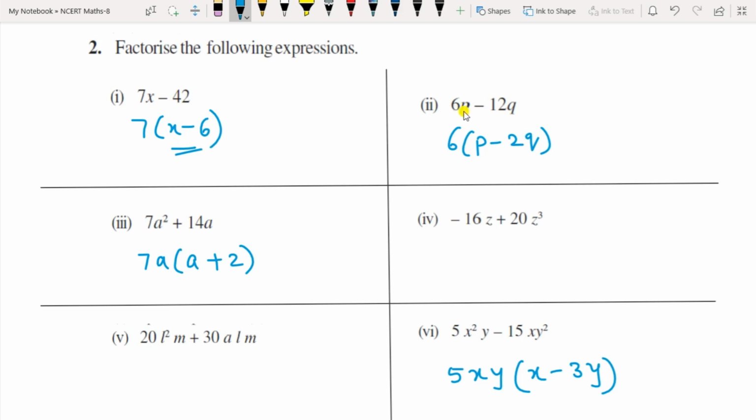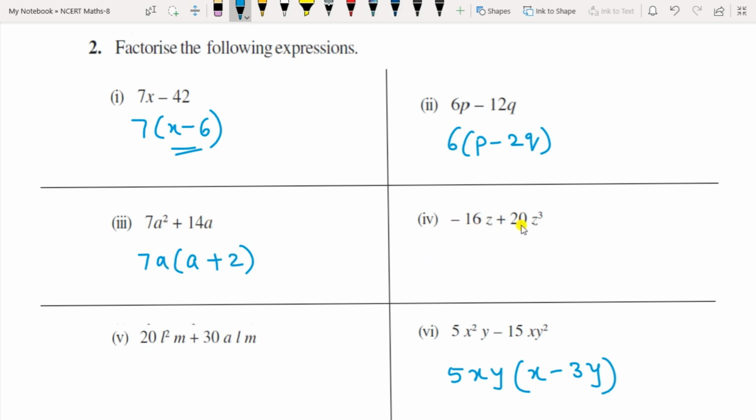This is 6p minus 12q cube. So 6 is common. P minus 6 2s are 12 and q cube. Okay. 7a square plus 14a. So 7 is common, and in the variable, see a square and a is there. So a raised to 1 is the least power. So that you have to take out common. So 7a, and the remaining one is a here, and plus, and 7 2s are 14. This a we have taken outside.